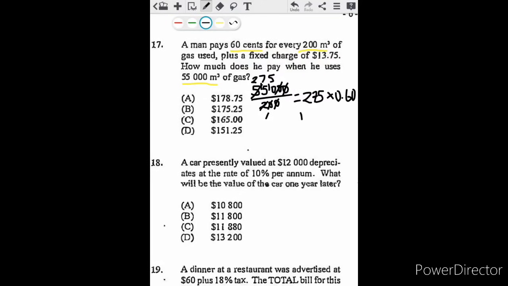And then we add our $13.75. And we need to multiply our 275 by 0.60. Since this is not calculator, we need to work this out by hand. So I'll just quickly show you how to work that. We have 275 multiplied by 0.60.